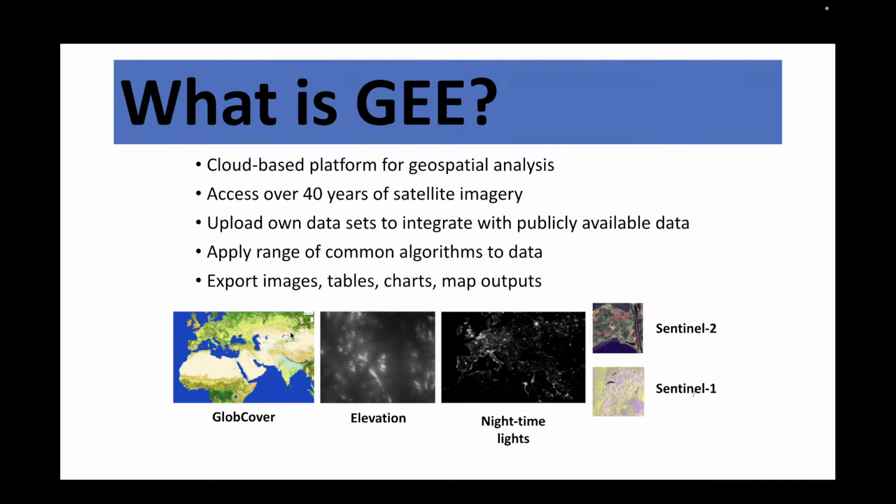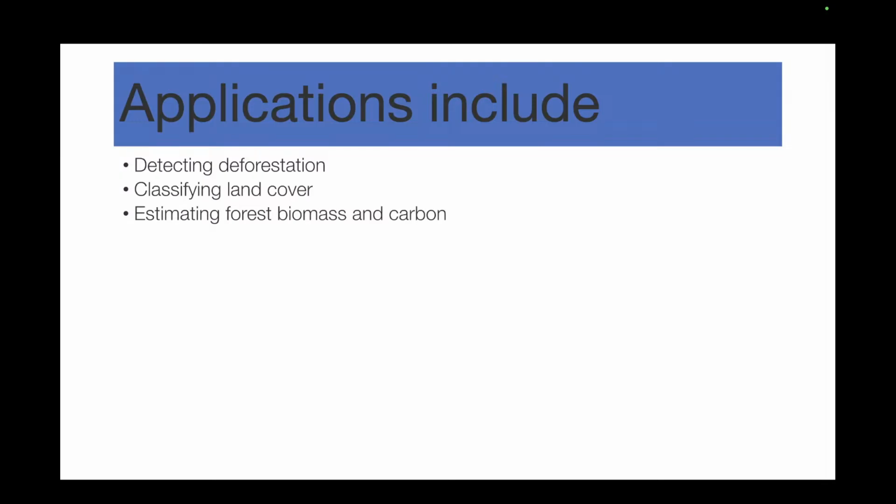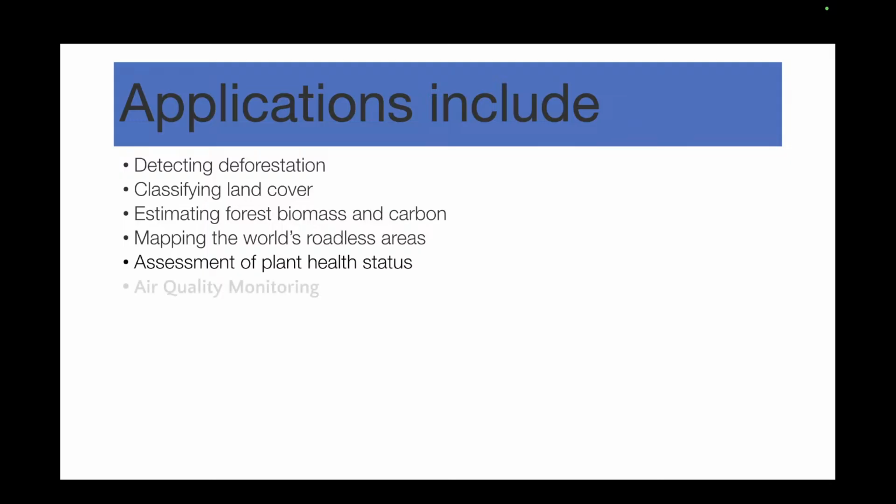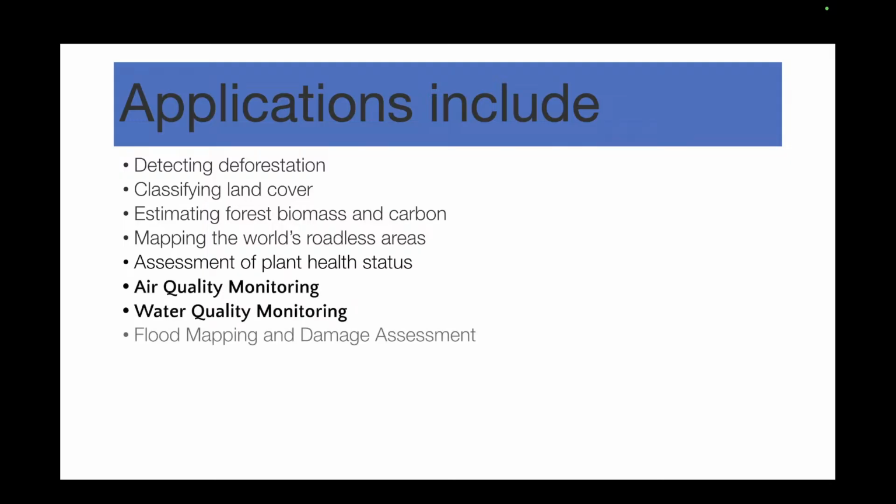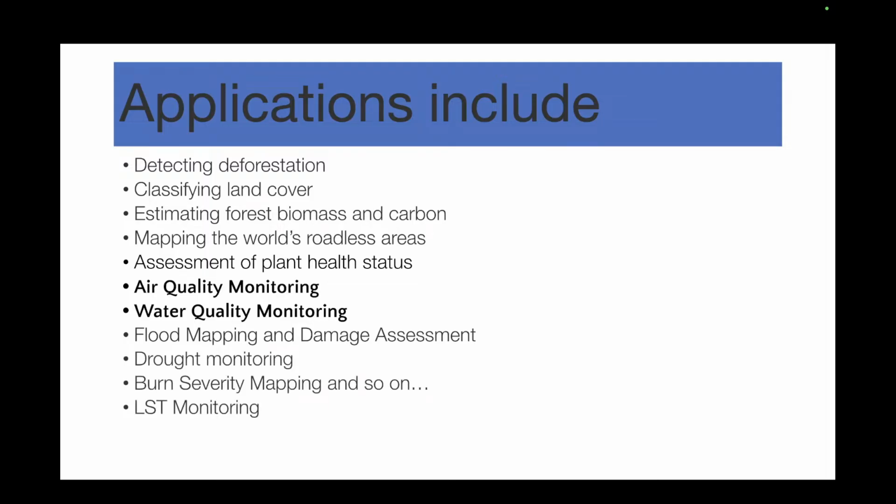Okay, so this is the overall summary of Google Earth Engine, and there are a lot of applications. Any kind of remote sensing analysis we can easily do using Google Earth Engine, such as detecting deforestation, classifying land use land cover, estimating forest biomass and carbon, mapping the world's roadless areas, assessment of plant health status, air quality monitoring, water quality monitoring, flood mapping and damage assessment, drought monitoring, burn severity mapping, and LST monitoring. Not only that, any kind of remote sensing analysis we can do very quickly and efficiently compared to other software.